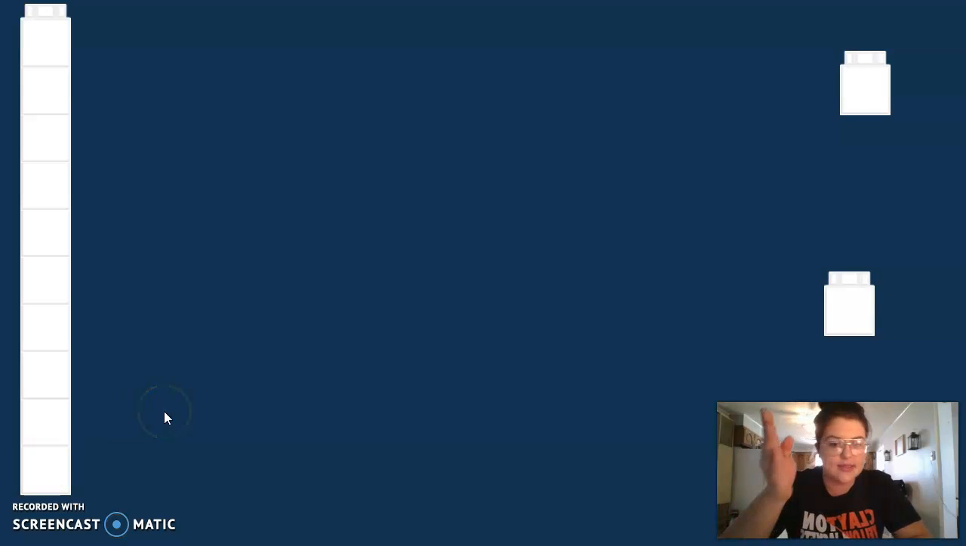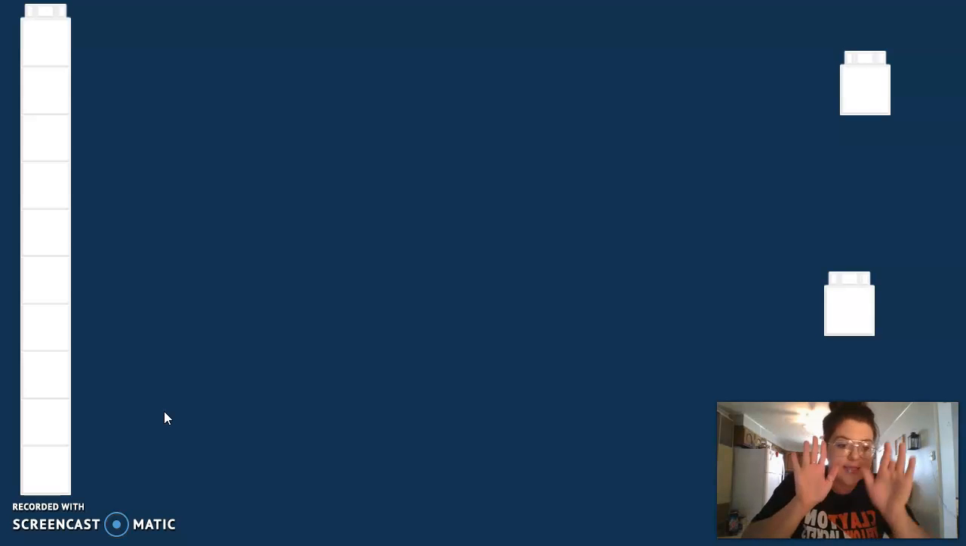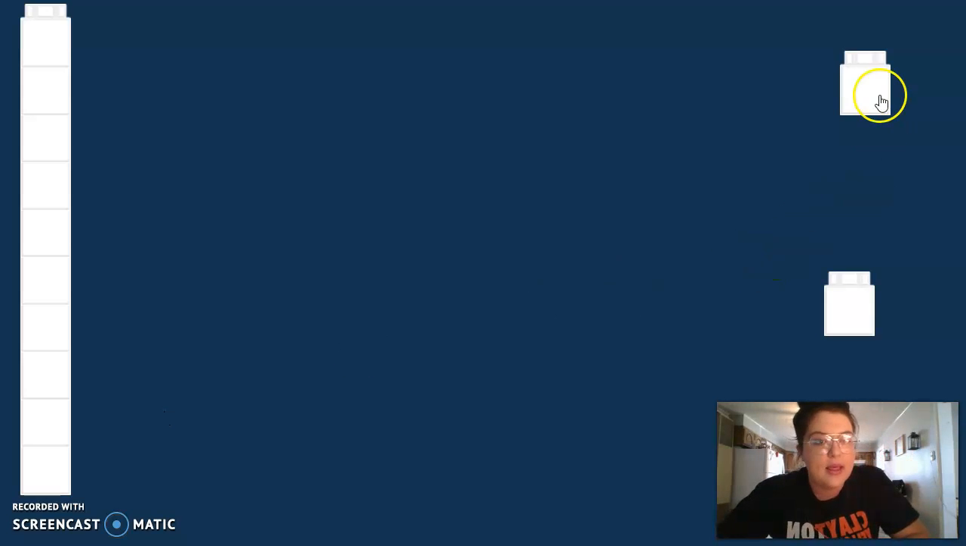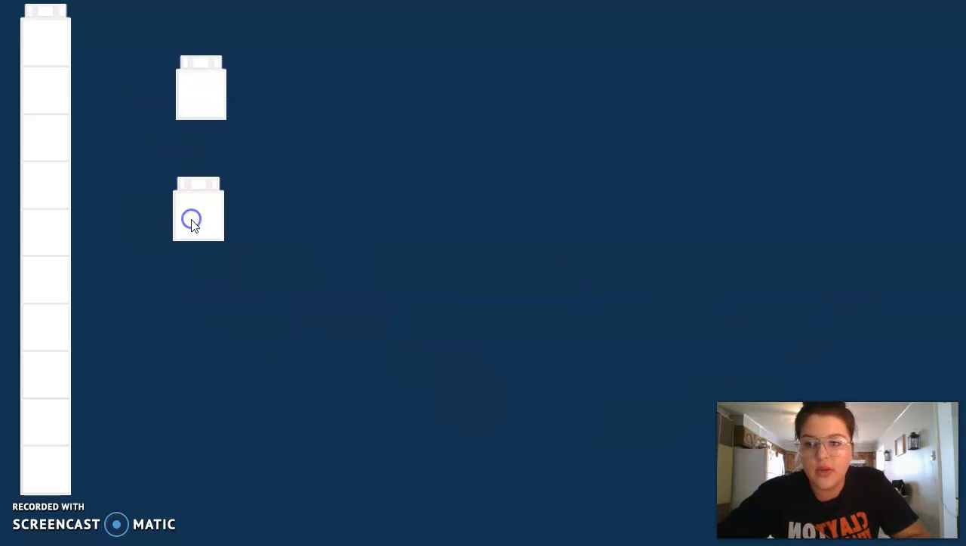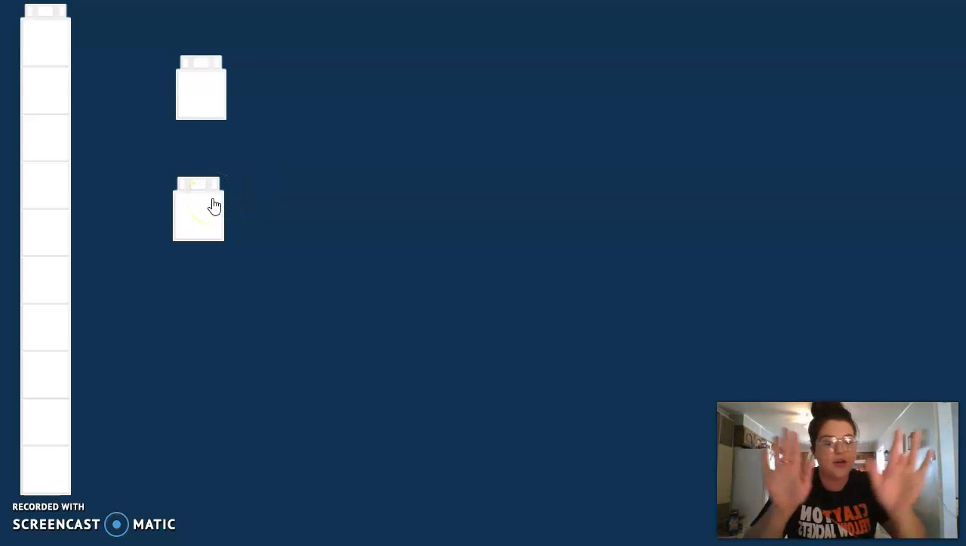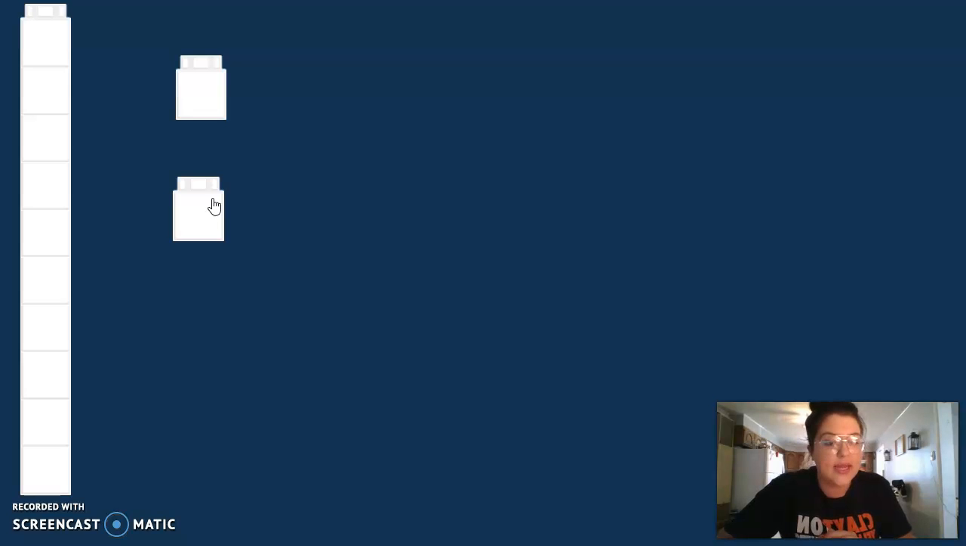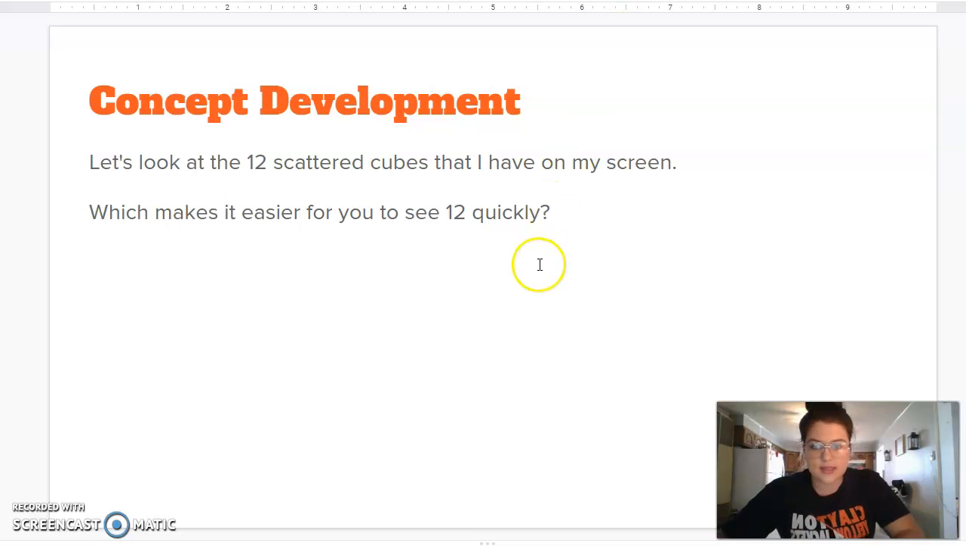So we know this is a quick 10, right? Which is worth 10. 1 quick 10 equals 10, okay? Then we know we have these as our ones. So we have 10, go ahead and count with me, 10, and then we count by ones, 11, 12. So how many cubes did we have scattered on the screen? We had 12. So let's go back to our slide.